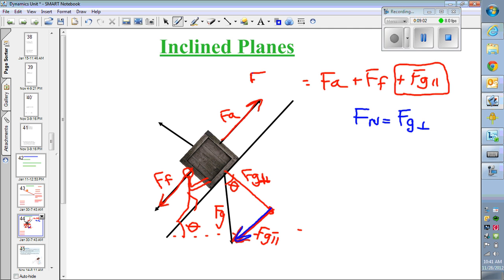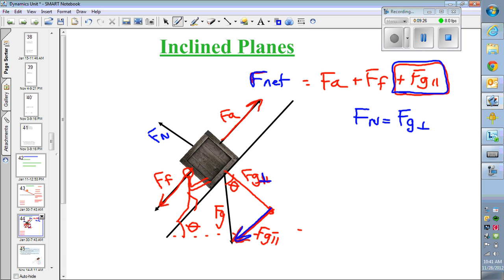The formula itself doesn't really change. F net is the applied force and the frictional force and the parallel part of gravity only, just the parallel part. And then there are other ones where the normal force of the plane is now dictated by Fg perpendicular, I keep saying it backwards. The Fg perpendicular and Fn balance each other out.